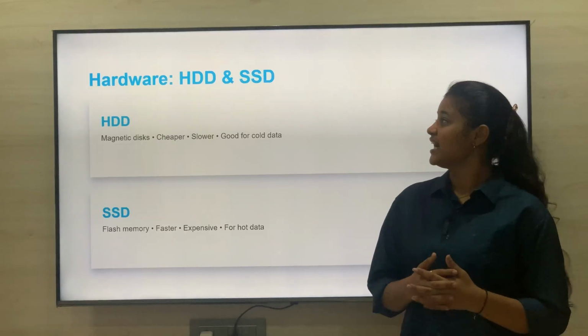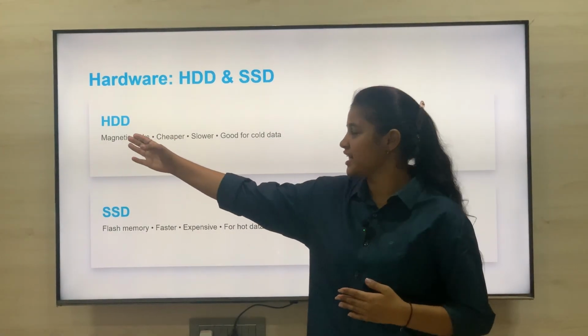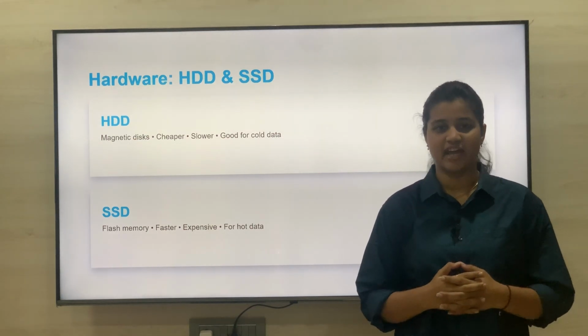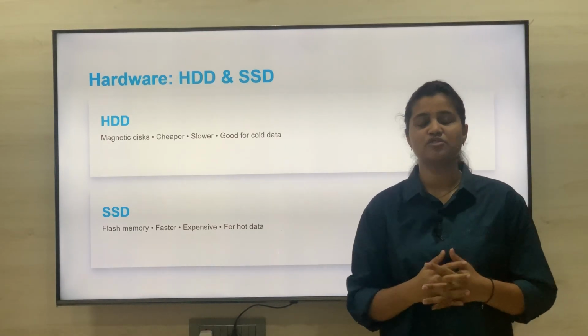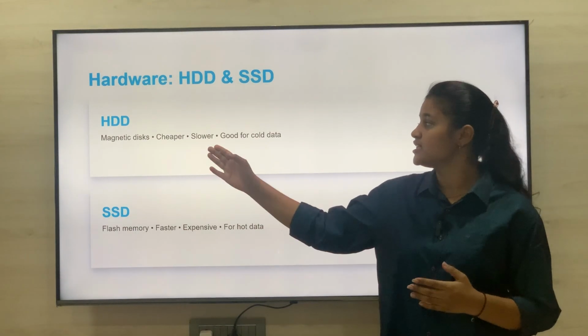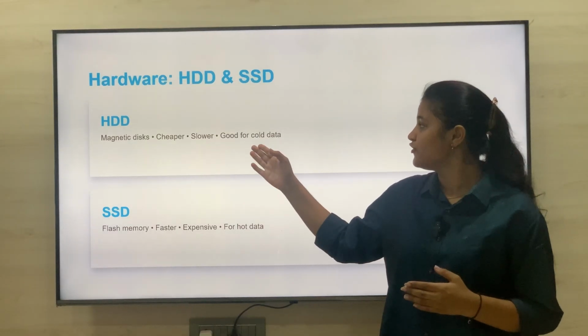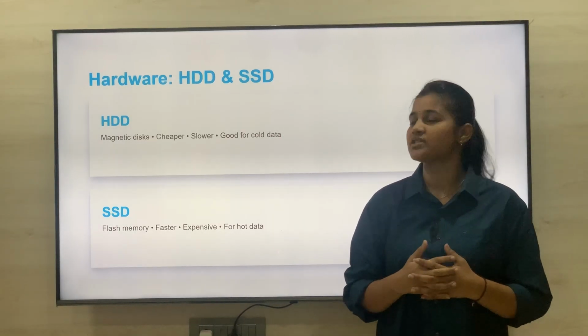Now, let us see the hardware components in the storage systems. First one, HDD, the magnetic disk drive. HDDs are magnetic disk drives which have spinning movable components. It is cheaper and it is also good for large data sets. It is slower because there are moving parts in HDDs. It is good for cold and warm data. Cold data stands for not frequently used data.